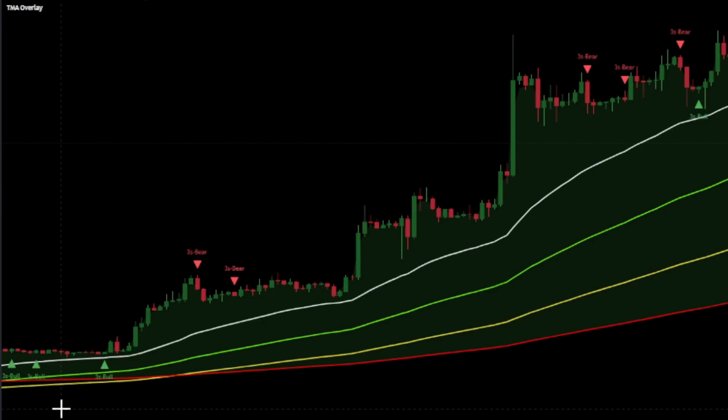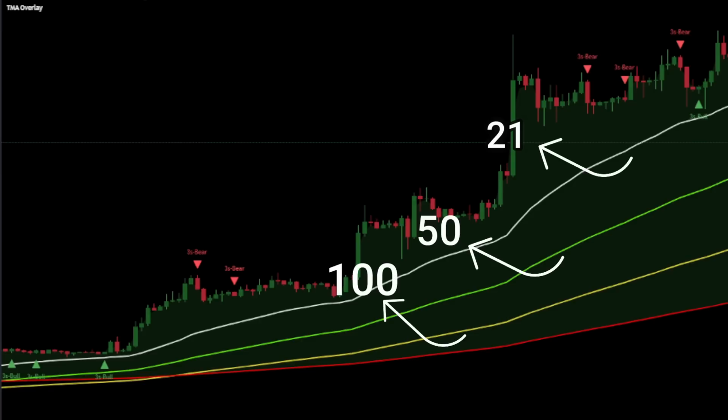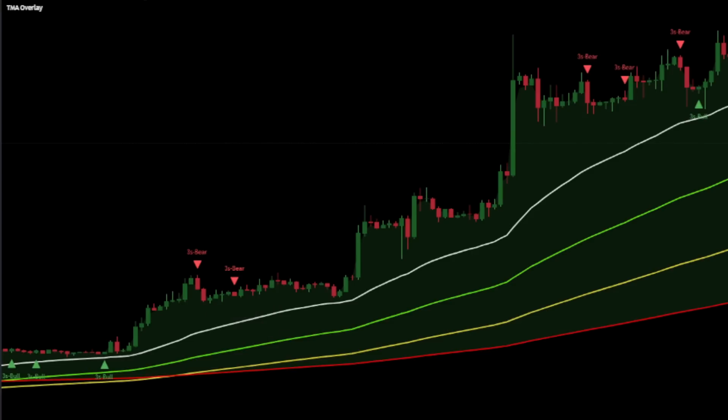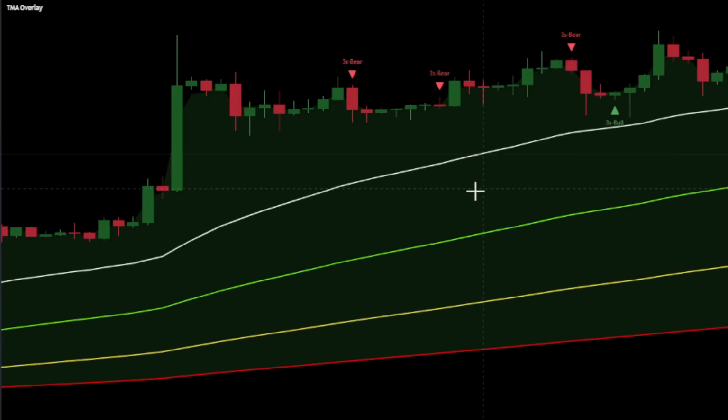The first thing this indicator shows us are 4 simple moving averages of 21, 50, 100, and 200. And then it is showing us triangle-shaped signals to enter the market when there are 3 consecutive bullish or bearish candlesticks. Our objective in this strategy will be to follow the trend and not go against it. So following this logic, we will only enter trades when the signals are in favor of the trend.